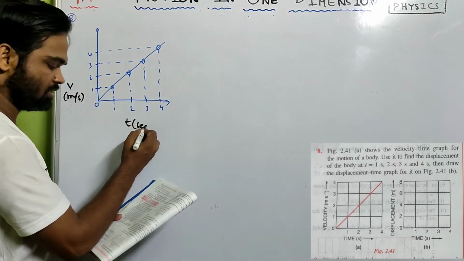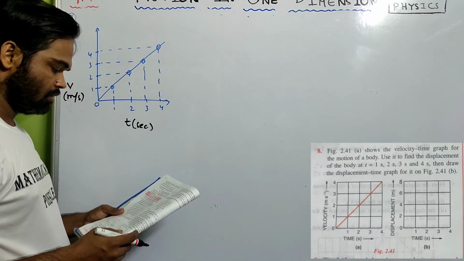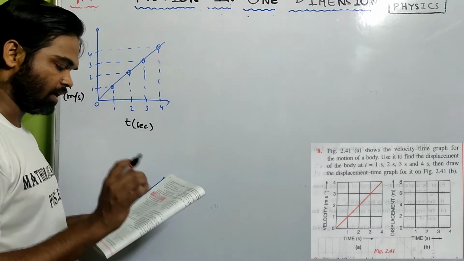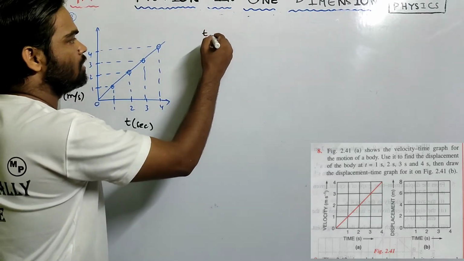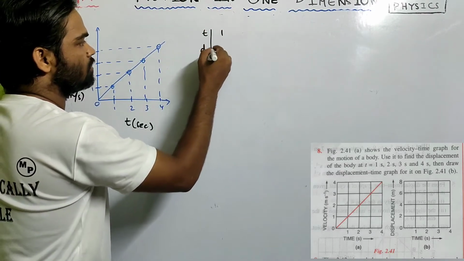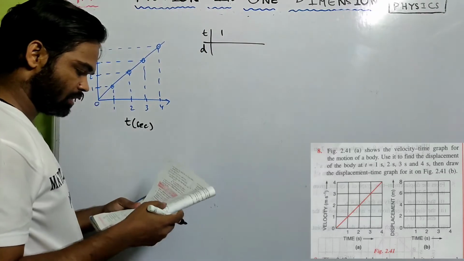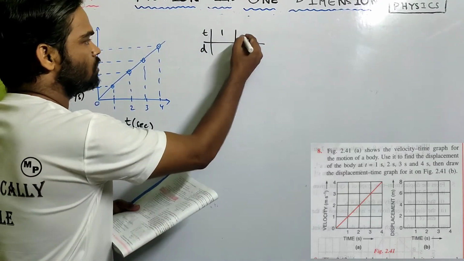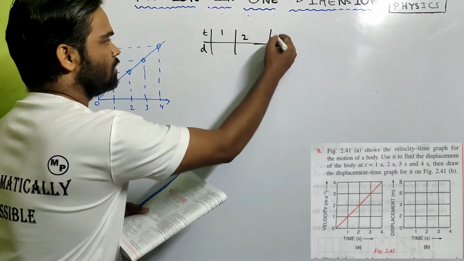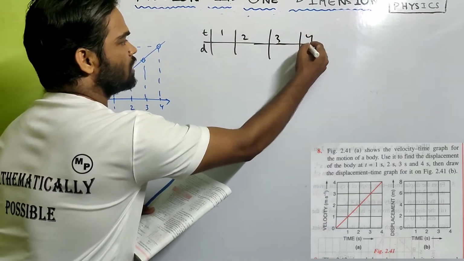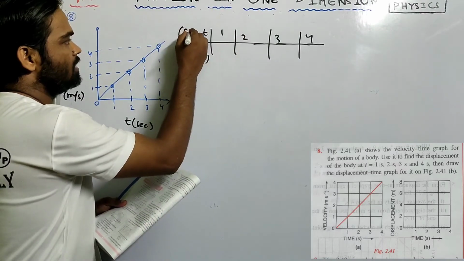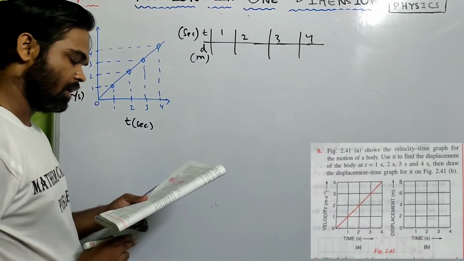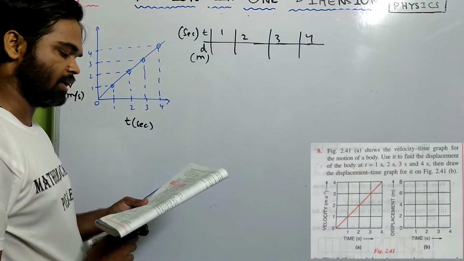This is time in second. For the motion of the body, use the graph to find the displacement of the body at t equals 1 second, at t equals 2 seconds, at 3 seconds and at 4 seconds, of course in meters, and this is time in seconds. Then draw the displacement time graph for it.